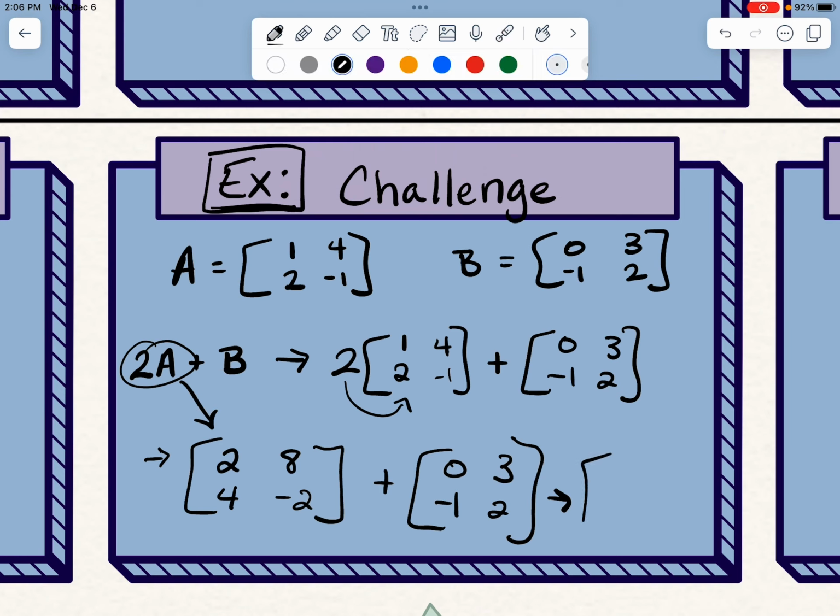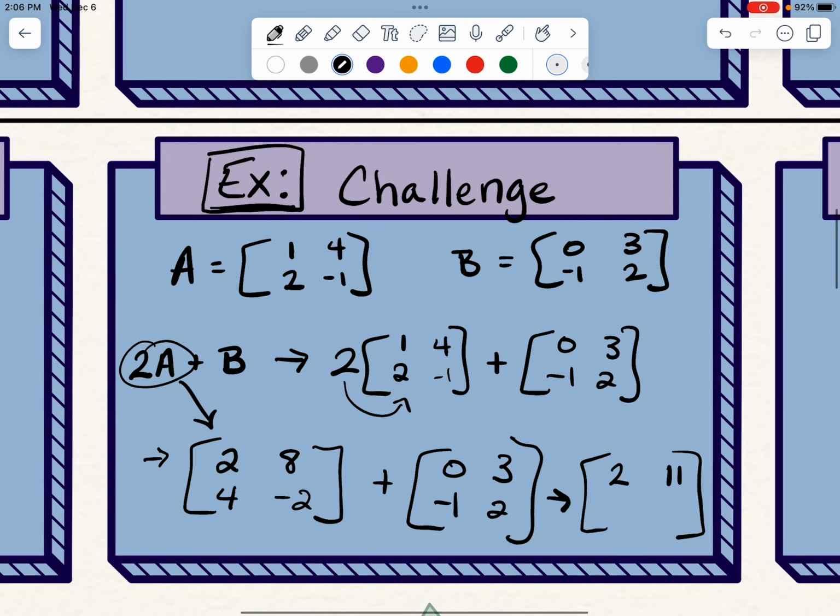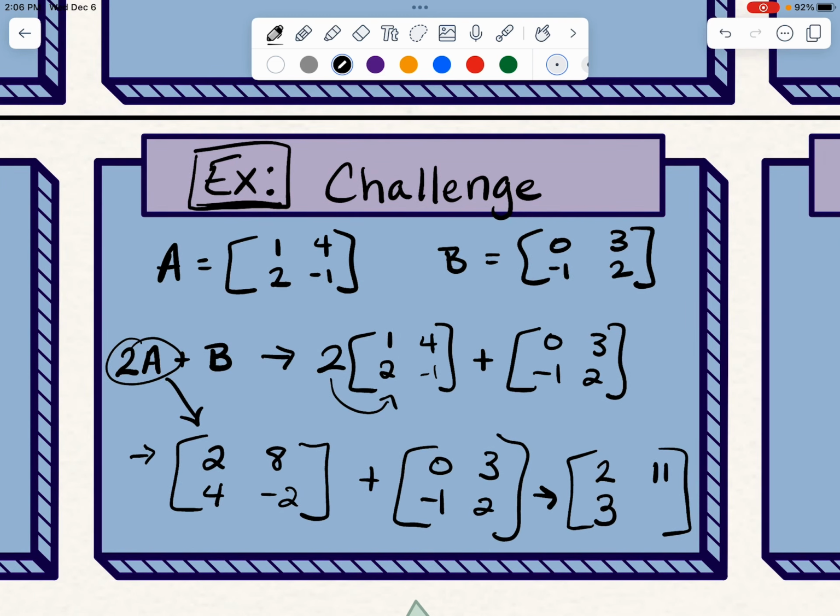Okay, so 2 plus 0 is going to give us 2. 8 plus 3 is going to give us 11. 4 plus negative 1 is going to give us 3. And negative 2 plus 2 is going to give us 0. So this is our resulting matrix for this problem.